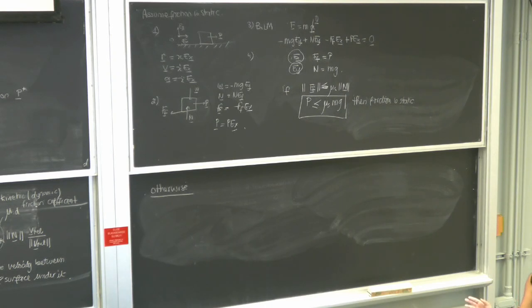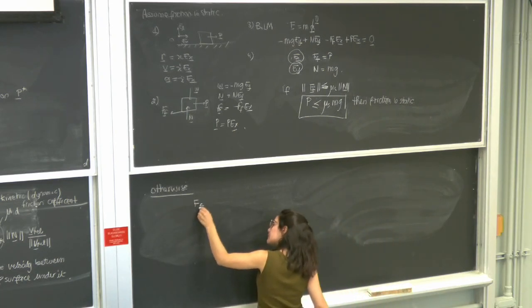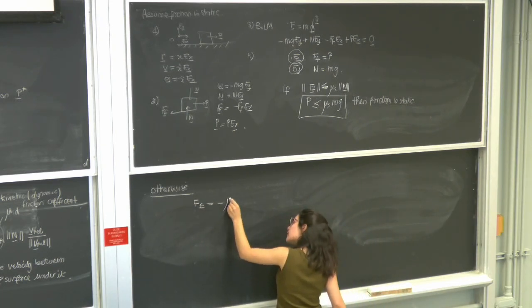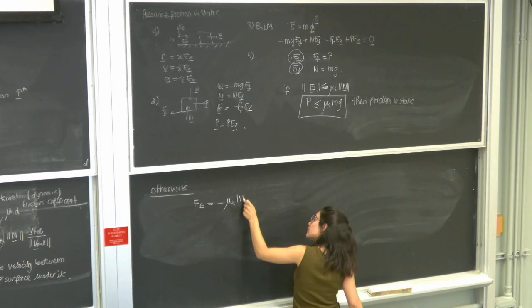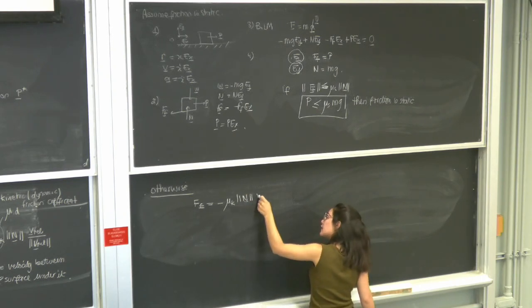Is the friction force an unknown, or is it now known? Now we know it's kinetic. It's known. It has a known expression. So the friction force would be equal to minus mu k, the normal force, times v rel over the magnitude of v rel.